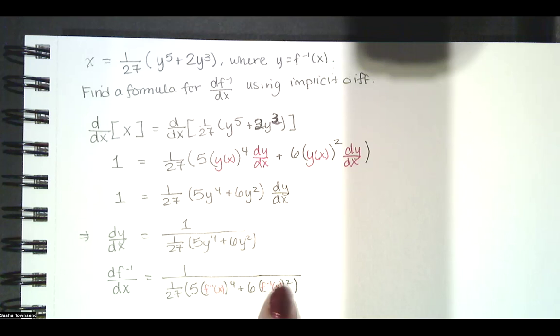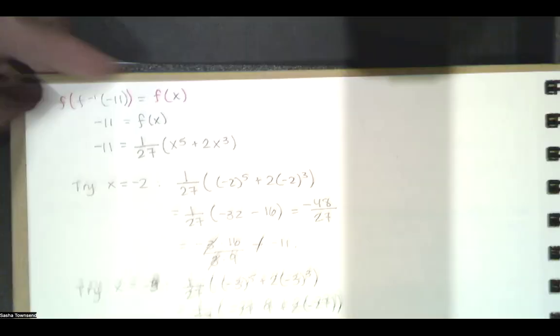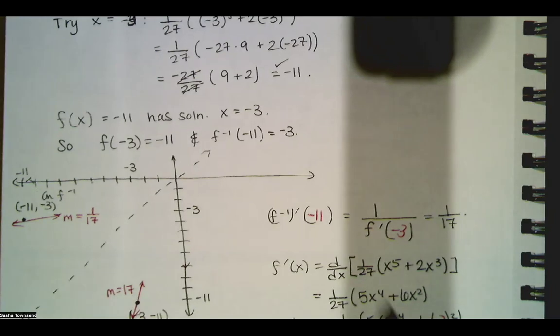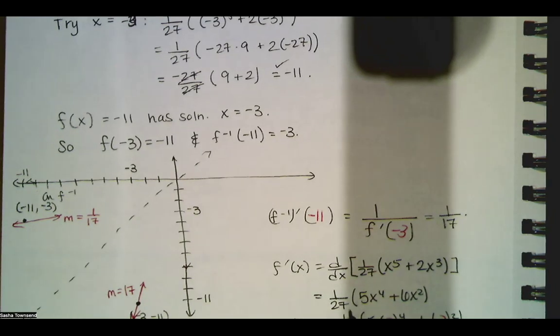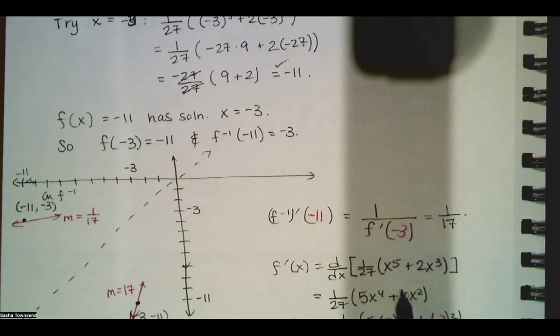You say, okay, well, that kind of reminds me of something, right? I've seen that before, that 1 over 27 times the quantity 5y to the 4th plus 6y squared, haven't I? Actually, yeah, we have. That is this guy. Remember f prime? It was 1 over 27 times 5x to the 4th plus 6x squared. So it looks like all we did was we took f prime, and then instead of evaluating it at x, we evaluated at a y value, and that y value is a y value on the graph of f inverse.